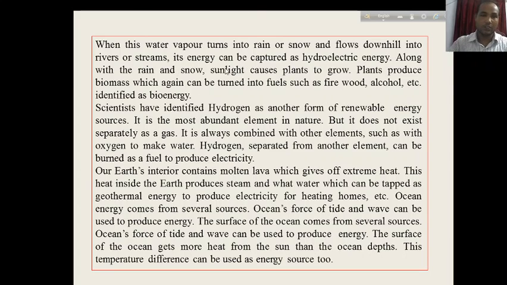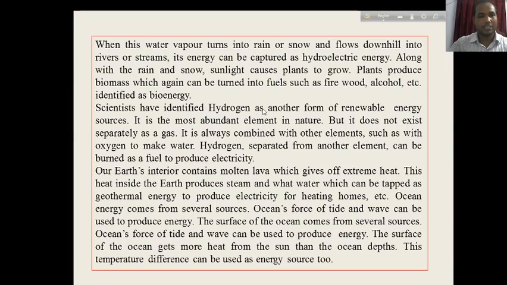Along with the rain and snow, sunlight helps plants to grow. Plants produce biomass, which can be turned into fuels such as firewood, alcohol, etc., and this kind of energy is called bioenergy.